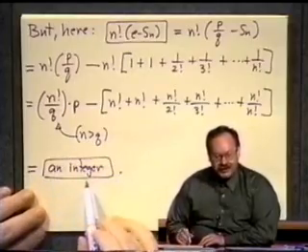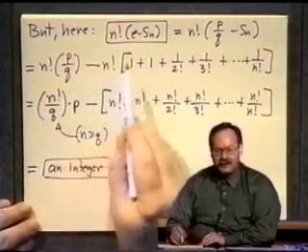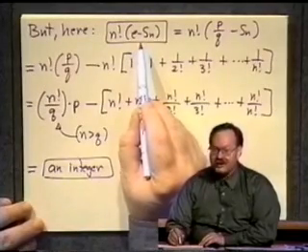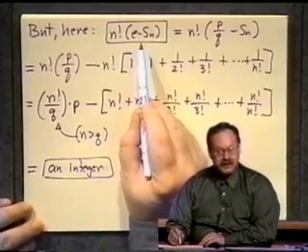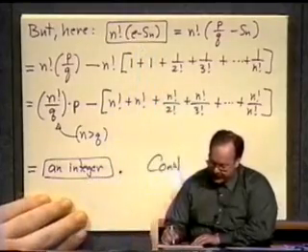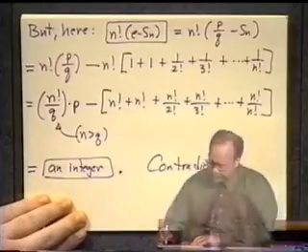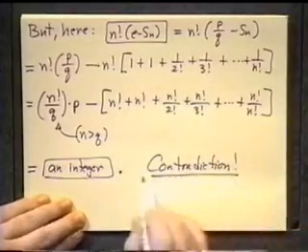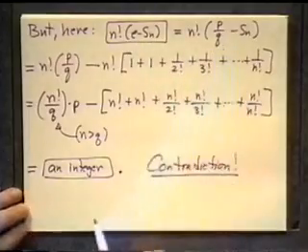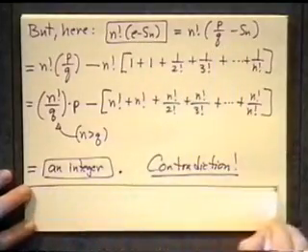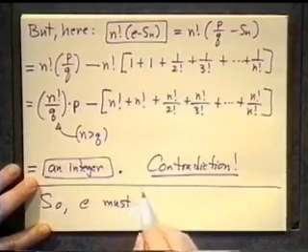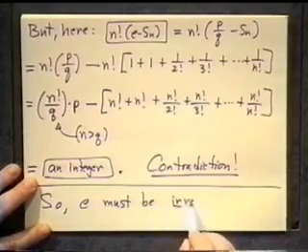And there's our contradiction, because what is this all equal to? It's equal to this number here, which we claimed just a moment ago was not an integer, being between 0 and 1. And now we've claimed that it is an integer. This is our contradiction. And the contradiction arose because we assumed that e was p over q, rational. So there is only one conclusion: e must be irrational.